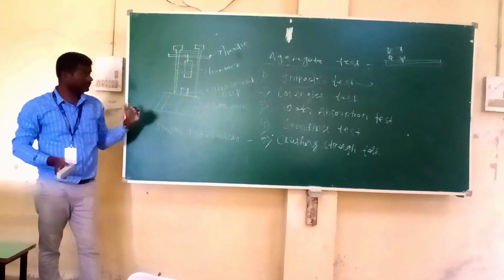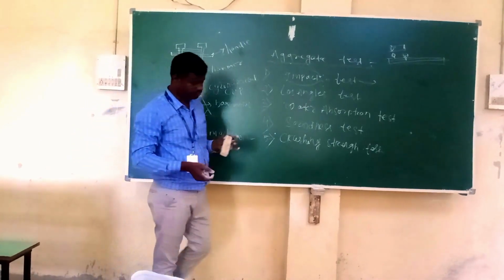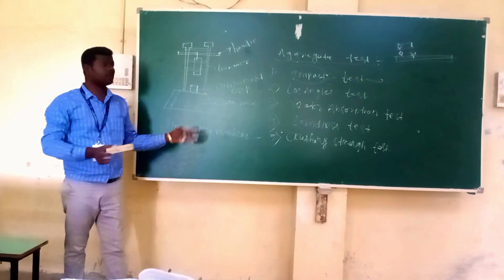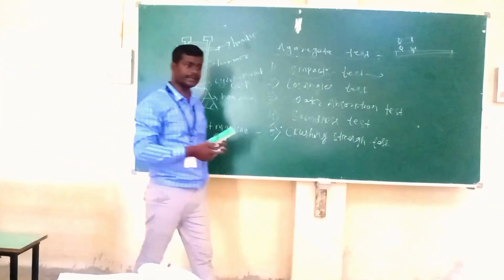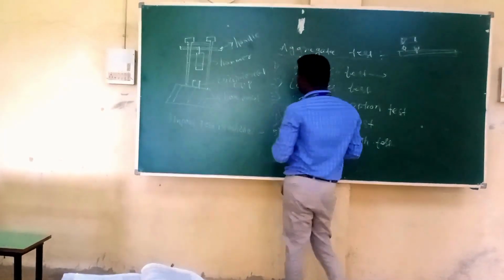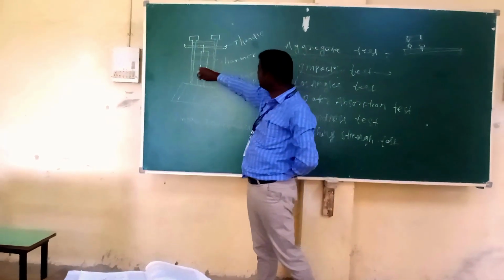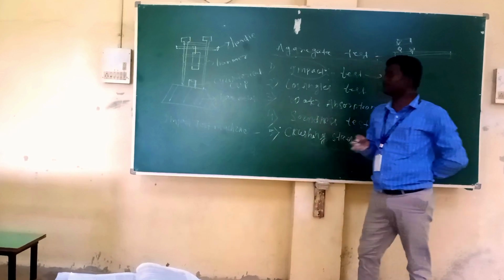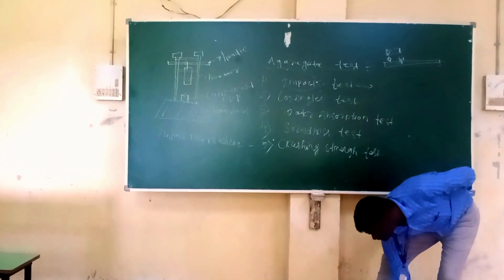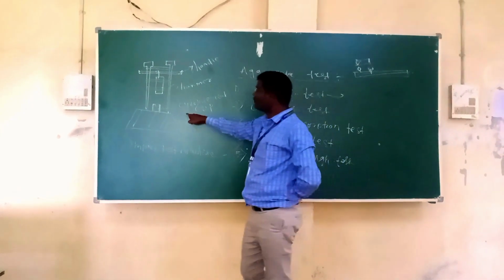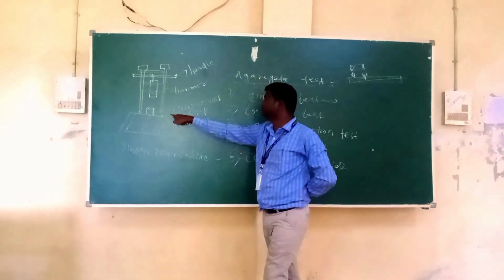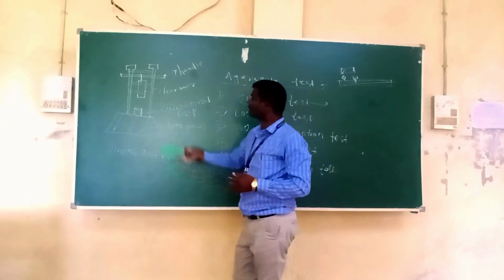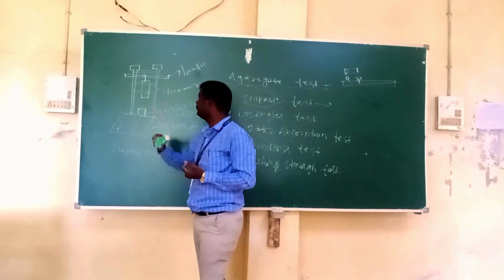What is the procedure to test this aggregate? First procedure is first we are collecting the samples, means your aggregate. It is poured into a cylindrical cup. The height of this cylindrical cup is 50 mm. The diameter of cylindrical cup is 102 mm. The aggregate is poured into this cup.